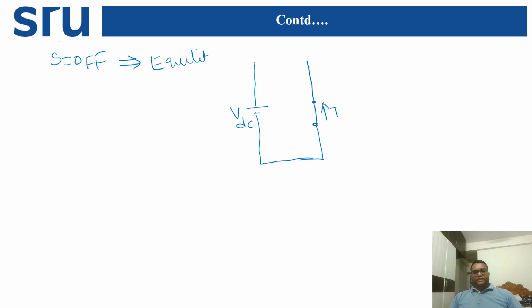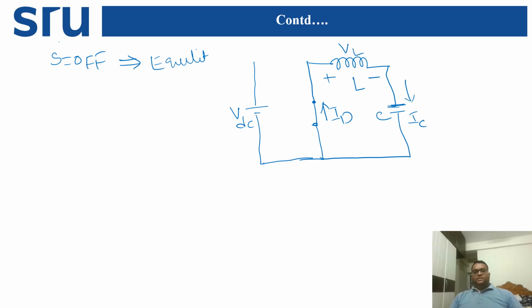That is the current direction ID. After that, there is an inductor here, then a capacitor over here. Let this be L, take this as VL, this as IC, and this as the resistor R naught. So this is the overall equivalent circuit under the switch off condition.